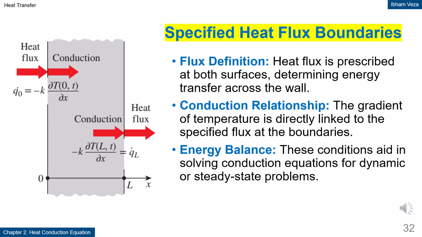Specified heat flux boundaries. In this condition, the heat flux is specified at the surface rather than the temperature. The temperature gradient at the surface must adjust to match the given flux. This condition often appears on surfaces subjected to constant heating or cooling rates. Mathematically, this is called a Neumann boundary condition. The solution requires integration while carefully considering the temperature gradient.